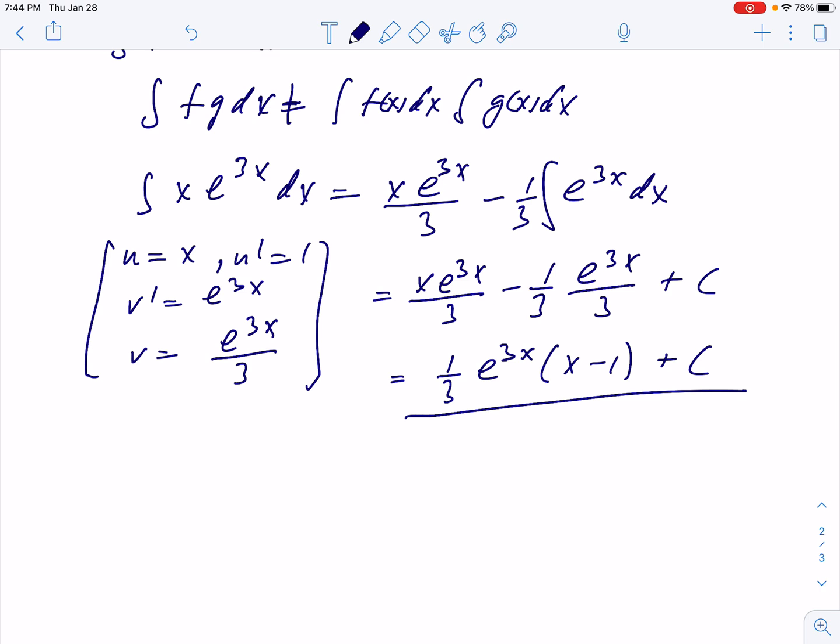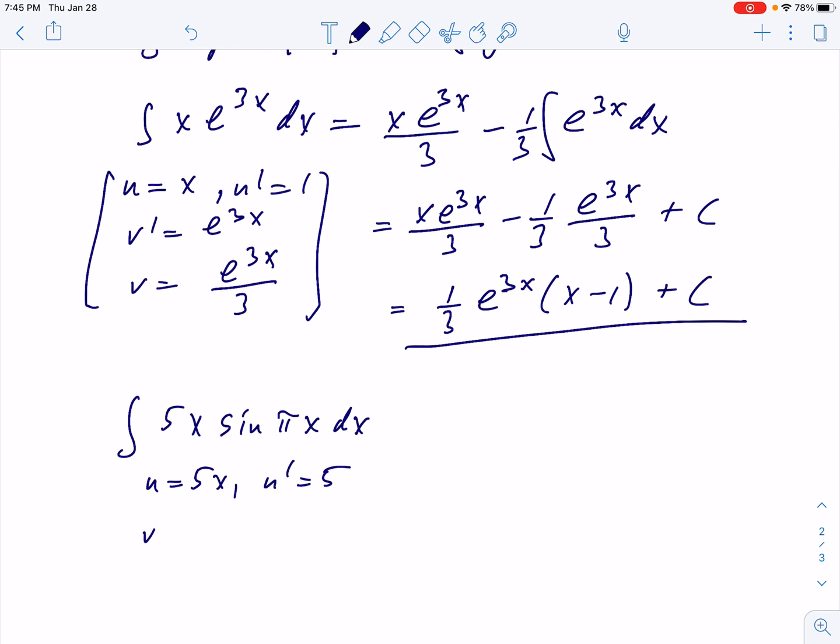Okay, moving further. Another integration by parts. Let's say we have the integral of 5x sine pi x dx. Again, the first category. Some power of x with sine or exponential or cosine. So we take again u to be x or 5x. This 5 is unimportant. You can move it in front. But let's say you keep it inside, and then we take u to be 5x. U prime will be just 5.